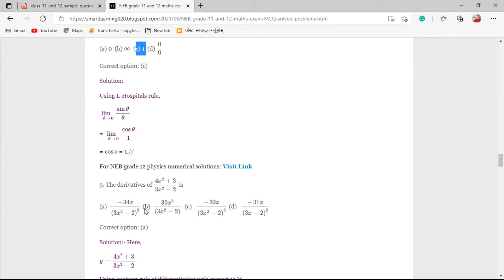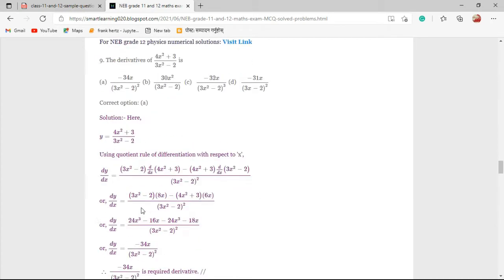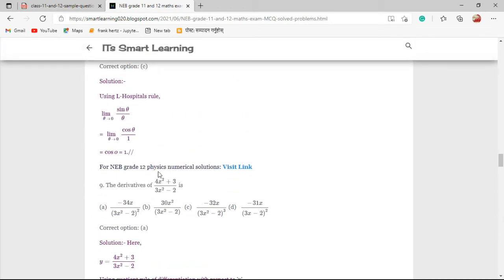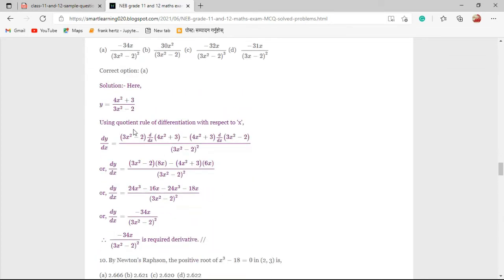So this is the question, and we have to find any one of these solutions. I guess this option is the correct answer, but I don't know. Here, A is given as the correct option. For that, you need to assume y is equal to the given fraction, and use the quotient rule of differentiation with respect to x.